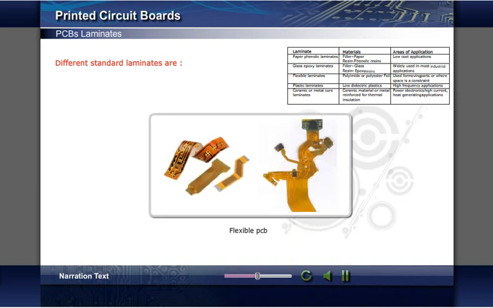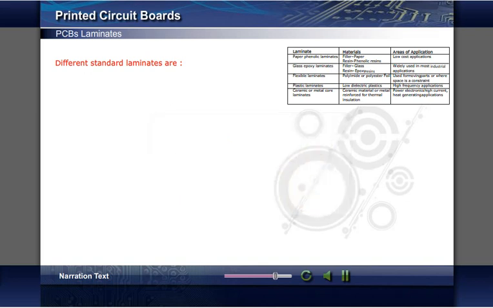In products like digital cameras, space is restricted. A rigid flat PCB laminate cannot fit in. Instead, a flexible laminate is used. These are made of polyamide or polyester foil. These can be folded and inserted in available space.